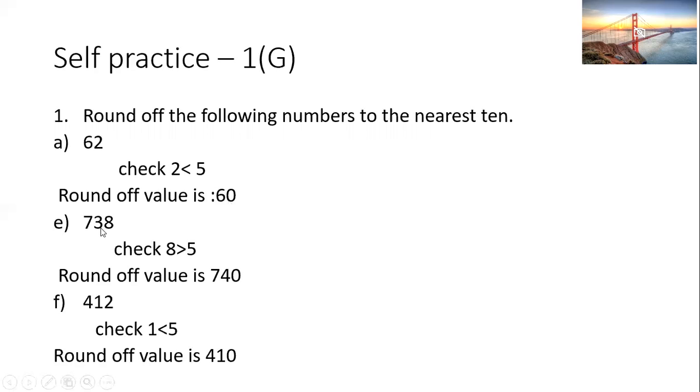And the next one is E. 738 is a 3-digit value right now. First check whether the ones digit is greater than 5 or less than 5. Yes, greater than 5. 8 is greater than 5. What will we do? You put the value 0 in the ones place. And next you go to the tens place. What's the tens place value? 3. So you add 1 to the tens. 3 plus 1, what will we get? 4. So the answer is 740.